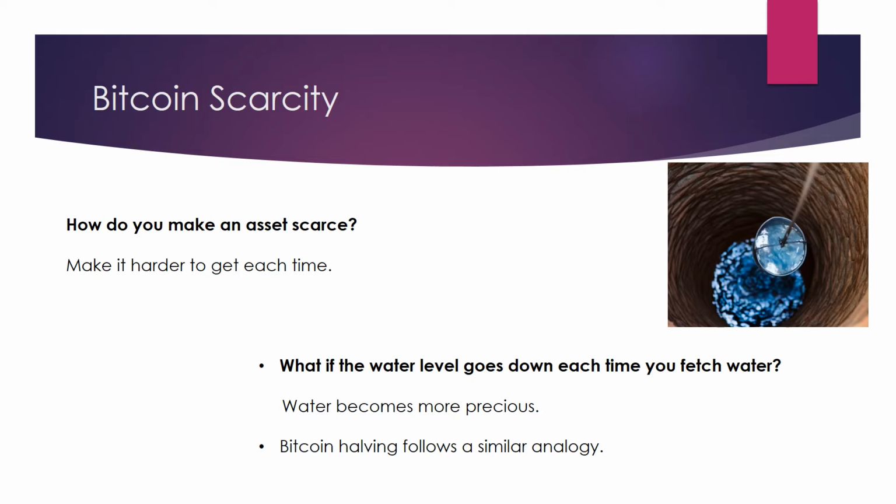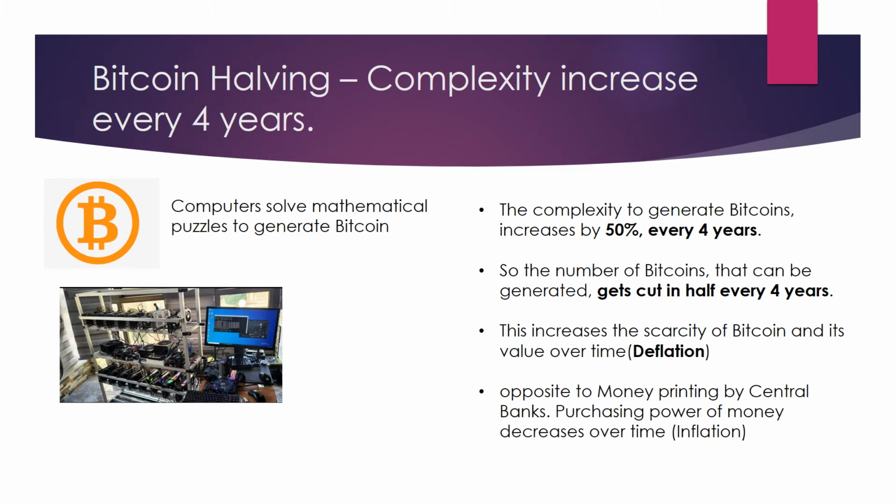So let's review. We have learned in the previous lesson that computers solve mathematical puzzles to generate Bitcoin. So it is not easy to generate Bitcoin. A lot of computers work together, spend their compute power to generate Bitcoin. So the complexity to generate Bitcoins increases by 50% every 4 years.